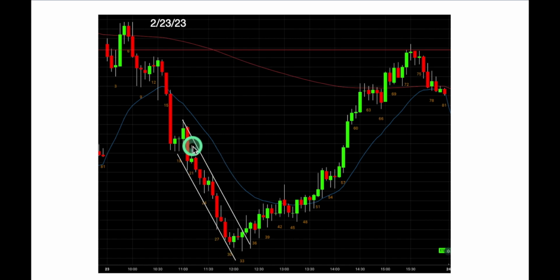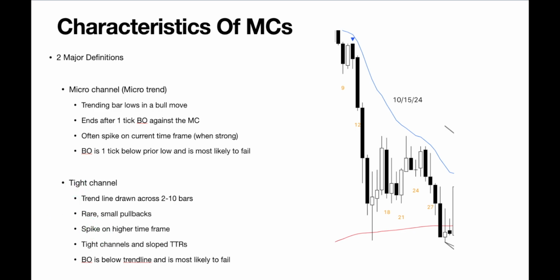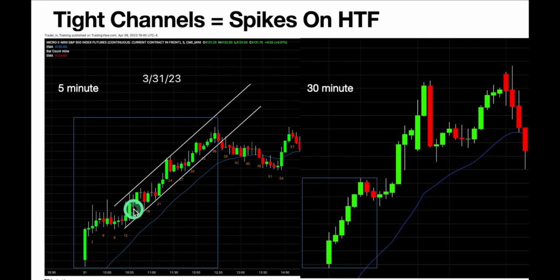And you can often see that the pace is different. So this is a spike, this is a tight channel, and you have breaks, you have more opposite bars. So the actual pace and the quality of the move is usually different in a tight channel. And it's usually a spike on a higher time frame, as I showed earlier. So it's a tight channel on the current time frame, but it's important to know that it's a spike on a higher time frame because the behavior of a spike usually leads to a second leg up.